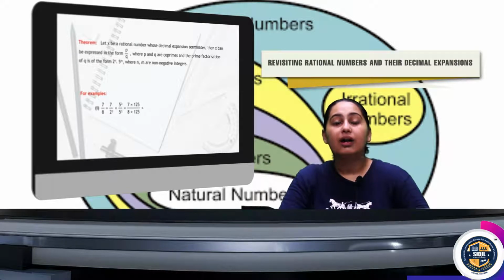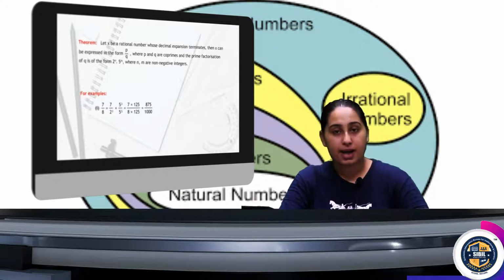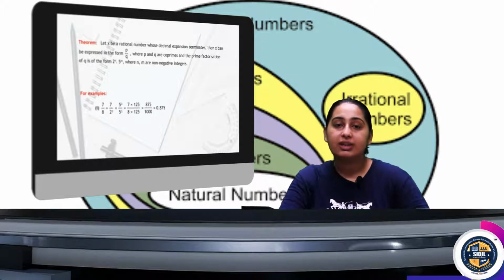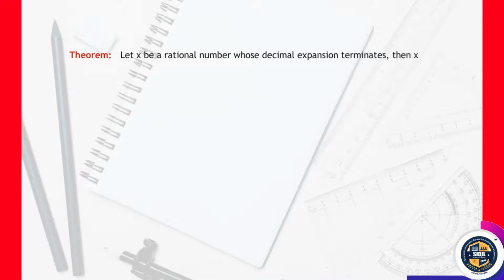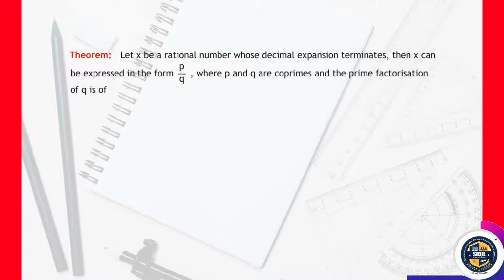Now we'll be going through our rational numbers and their decimal expansion. Let us now quickly revisit what these things are. Revisiting rational numbers and their decimal expansions. Theorem. Let x be a rational number whose decimal expansion terminates. Then x can be expressed in the form p by q, where p and q are co-primes and the prime factorization of q is of the form 2 raised to the power n into 5 raised to the power m, where n and m are non-negative integers.